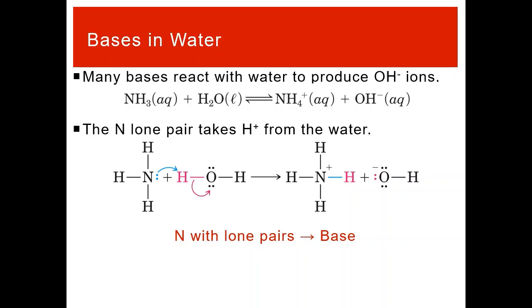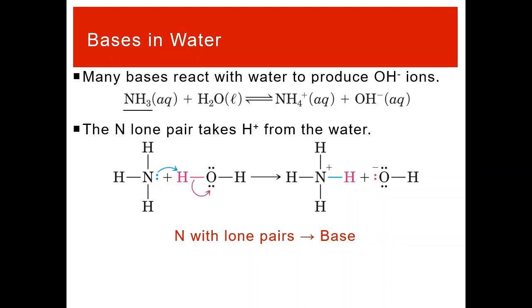So bases produce hydroxide in water. That can happen via reaction, just like we see the creation of hydroniums. A common example would be molecules that contain nitrogen atoms that have a lone pair. So the canonical case is ammonia, NH3. It reacts with water to make ammonium and hydroxide.